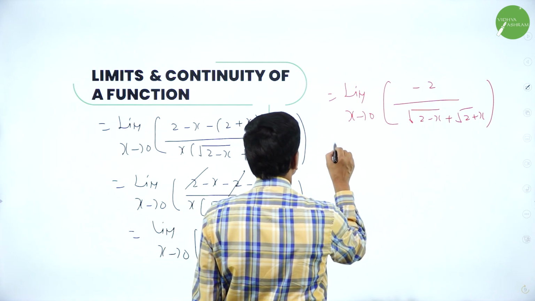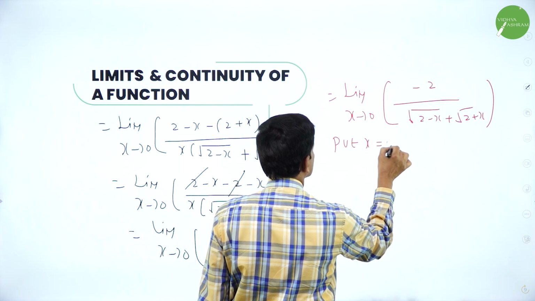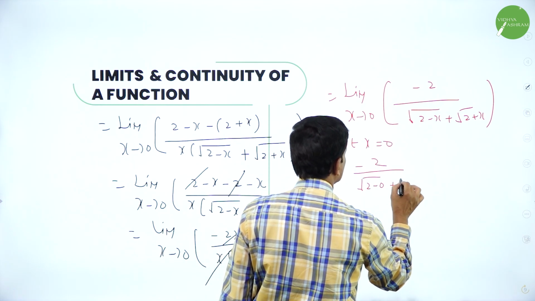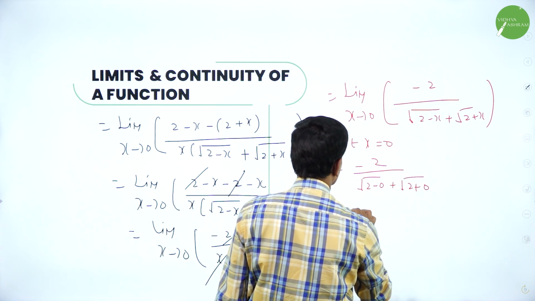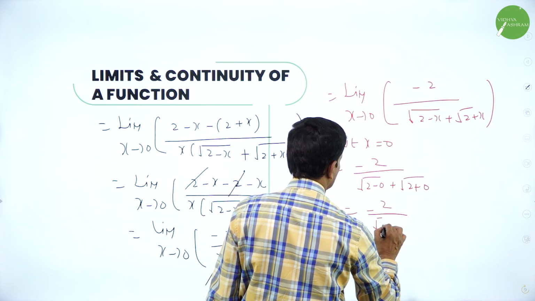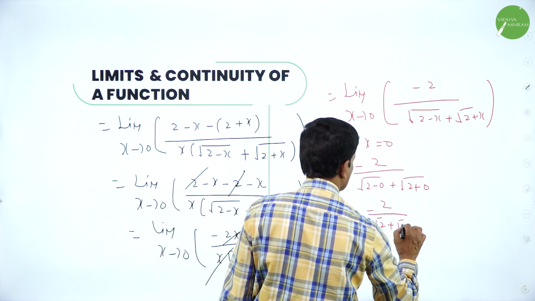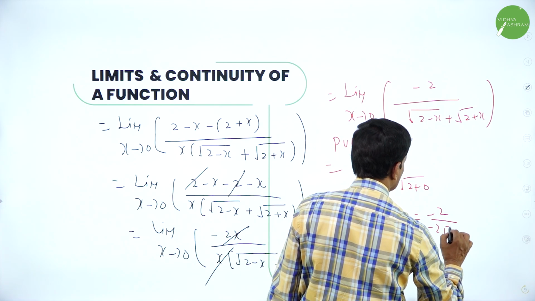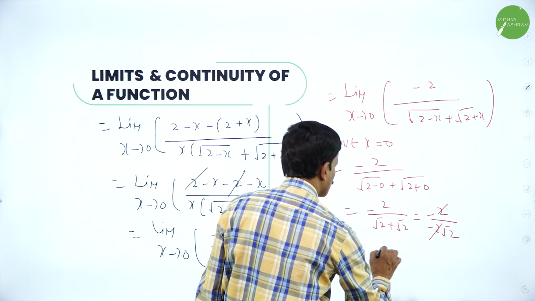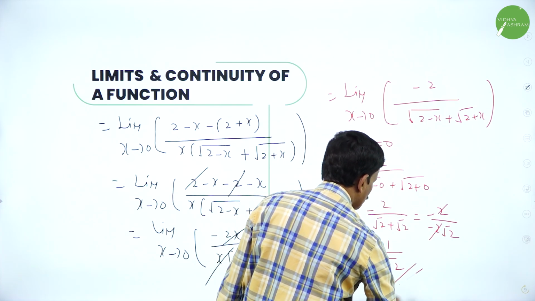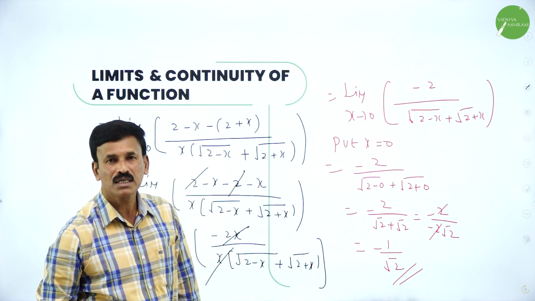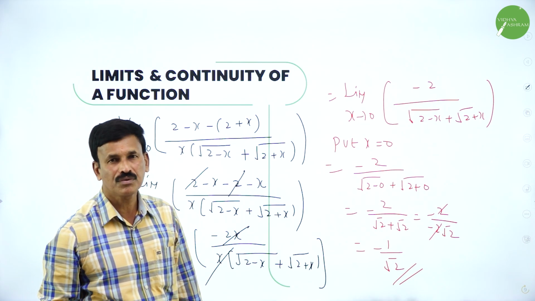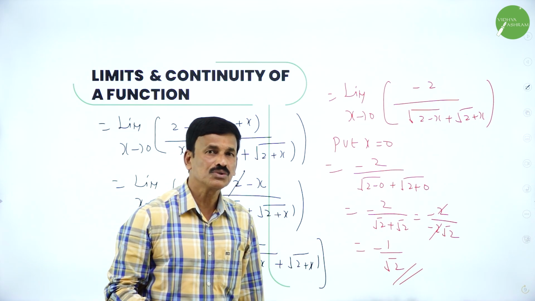The intention is to cancel the x, so we are rationalizing the numerator. Now apply the limit, put x is equal to 0. Minus 2 divided by square root of 2 minus 0 plus square root of 2 plus 0, minus 2 divided by root 2 plus root 2, which is 2 root 2. So 2 gets cancelled, therefore the answer is minus 1 by root 2. The simplified answer is minus 1 by root 2. That's it. This is how we are going to evaluate for 5 marks. Very simple and sure question.